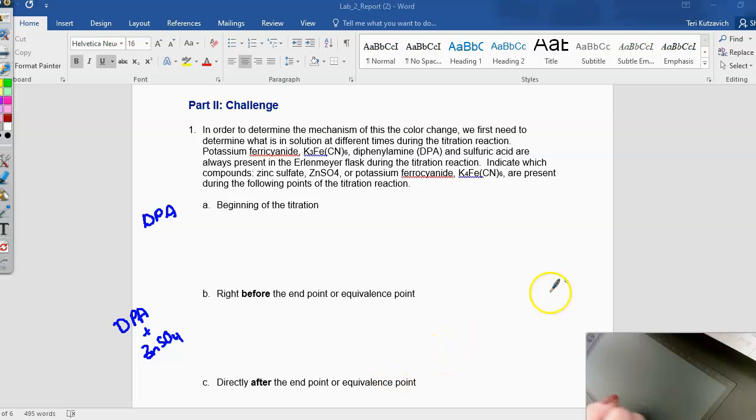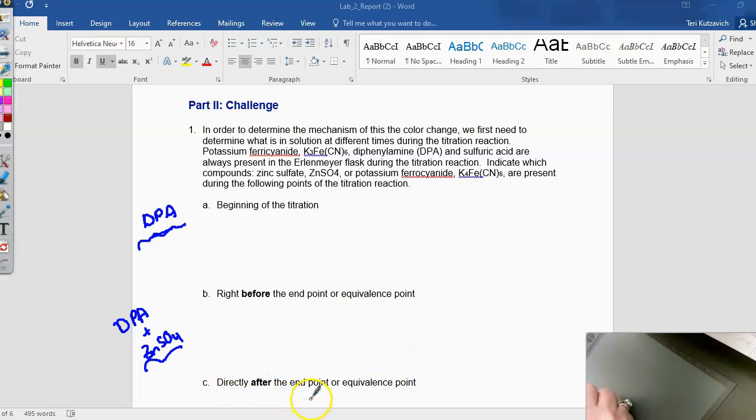Well, how are you going to do this? You have to go back in the video and look to see what color the flask was when you were beginning the titration, when she added the DPA. When she added the DPA to that flask, was it blue? If it was blue, that means the DPA must have caused it to turn blue. Okay? Then when she's titrating, she has DPA and zinc sulfate in that flask. While she's adding the solution from the burette, she has these in the flask. Well, is it blue? If it is, then this is it.